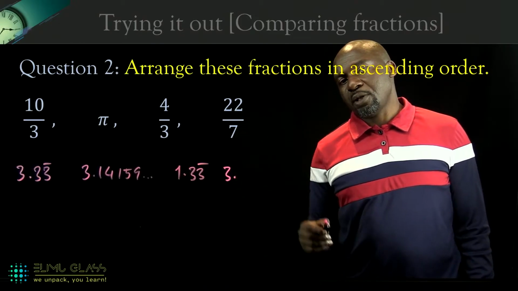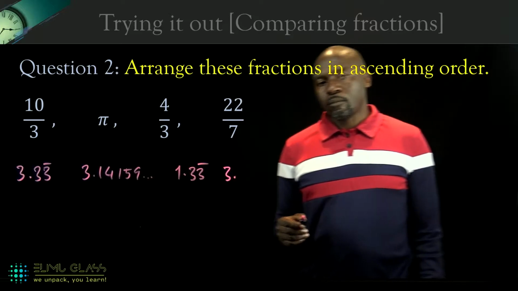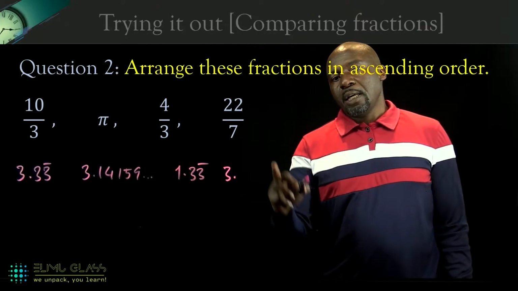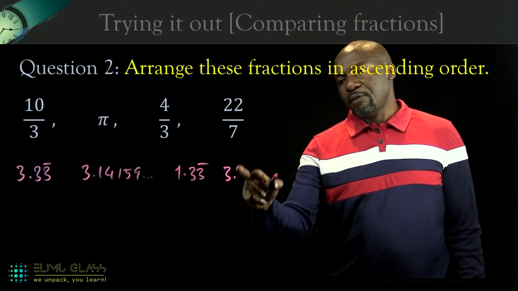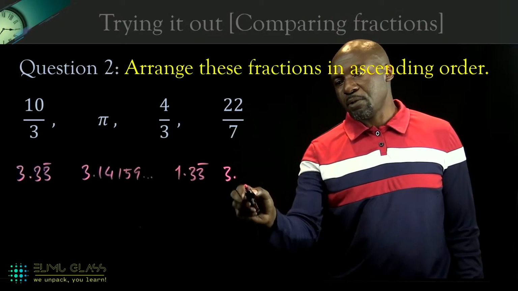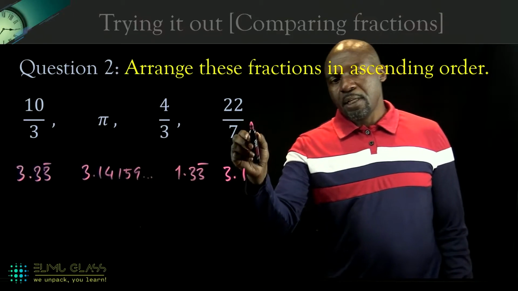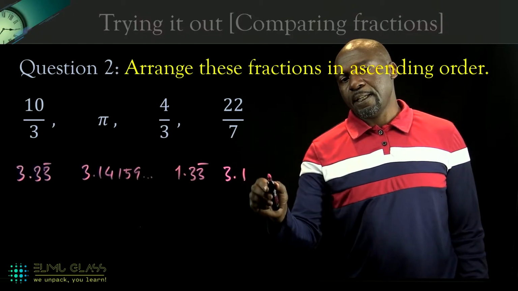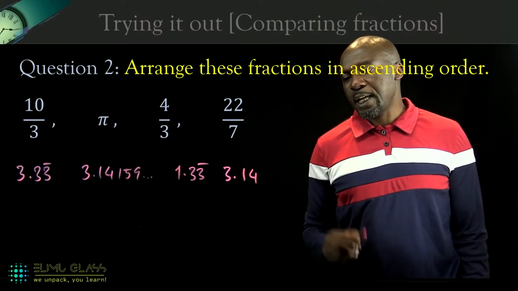3.22. 7 goes into 22 3 times to give us 3. Remainder 1. 7 goes into remainder 1, so 10. 7 goes into 10 once. Remainder 3, so 7 goes into 30 4 times to give us 28.